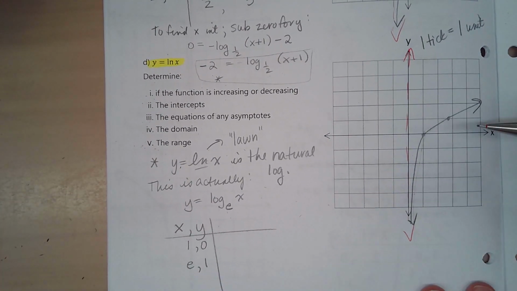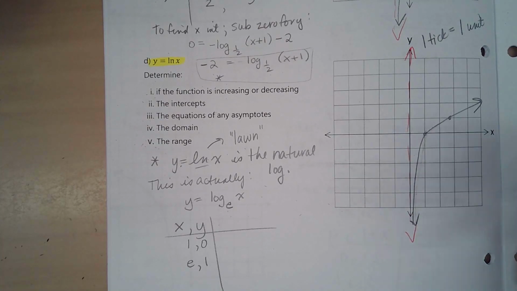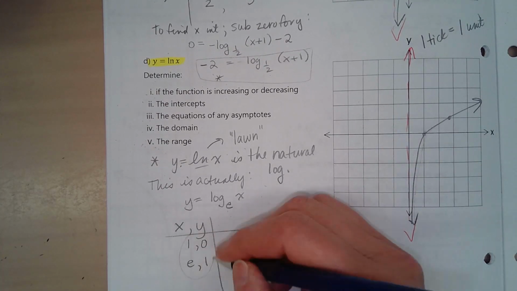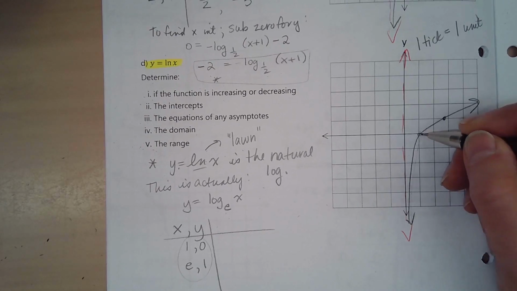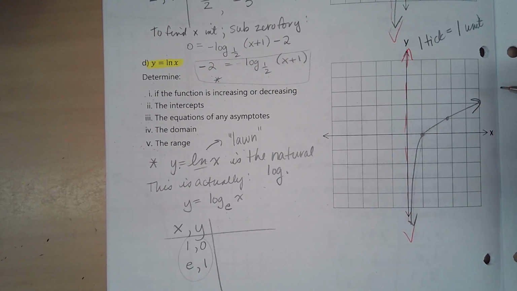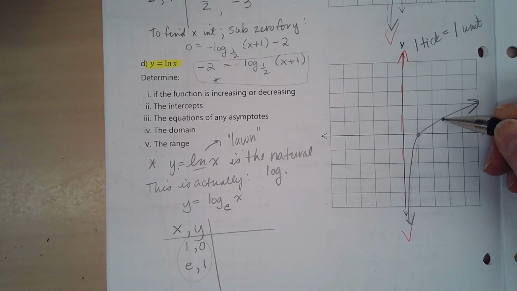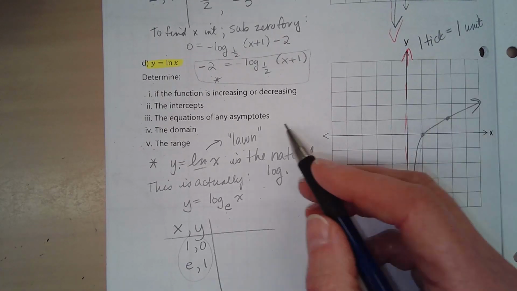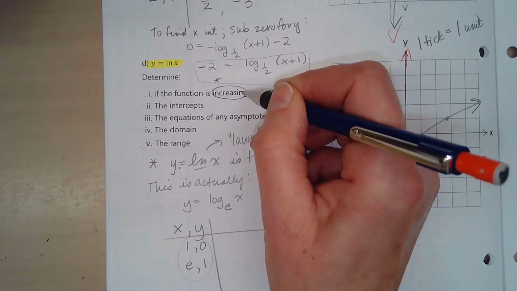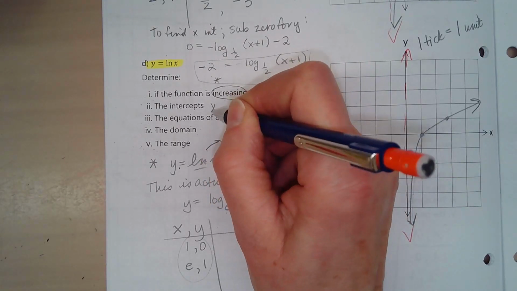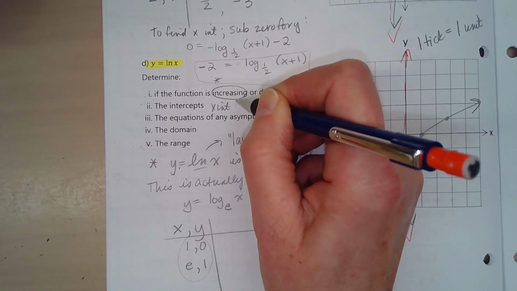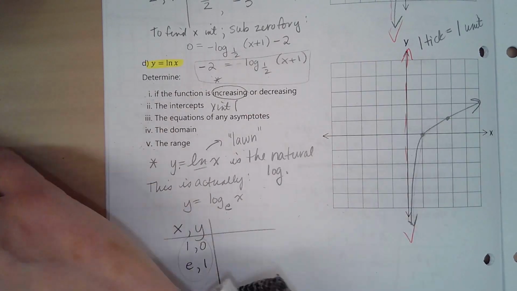Okay, so hopefully your graph looks something like this, right? We have 2 points. I mean, there's no changes here, so it's just these points: (1, 0) and (e, 1). And e is a number between 2 and 3, closer to 3, right? It's about 2.7. The function's increasing. The intercepts: we've got an x-intercept of 1, and we've got no y-intercept.